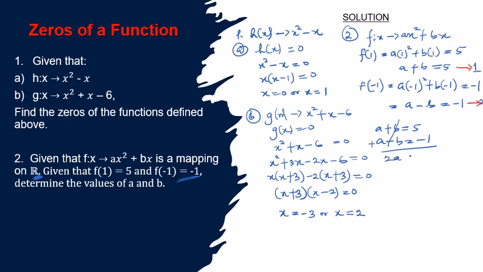This gives 2a equals to what? 4. So a equals 4 over 2. a equals to what? 2, right? So from equation 1, you can substitute for a in any of the equations. Let's pick equation 1. Remember, a plus b equals 5. So that means 2 plus b equals 5. So b equals 5 minus 2. That means b equals 3. So the values of a and b are 2 and 3 respectively.